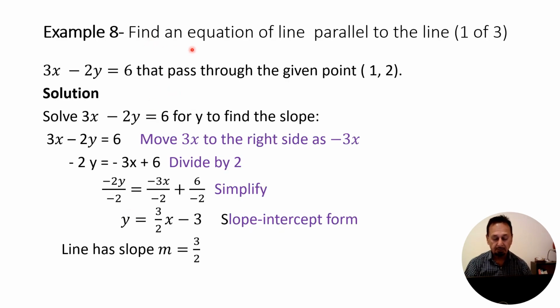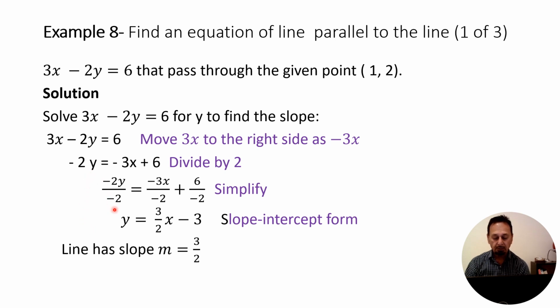So here's Example 8. Find an equation of the line parallel to the line 3x minus 2y equals 6 that passes through the given point (1, 2). First we solve the equation 3x minus 2y equals 6 for y to find the slope. So we move the 3x to the right as minus 3x. You're left with negative 2y equals minus 3x plus 6. Now we divide by negative 2.